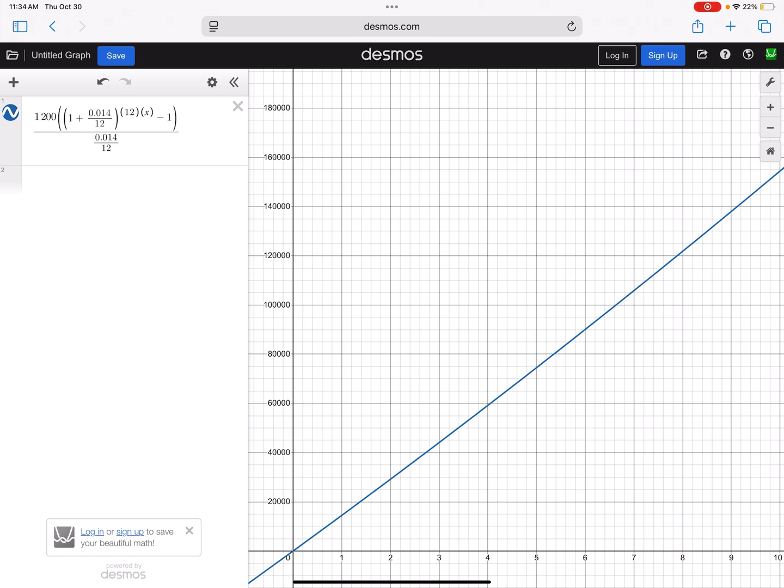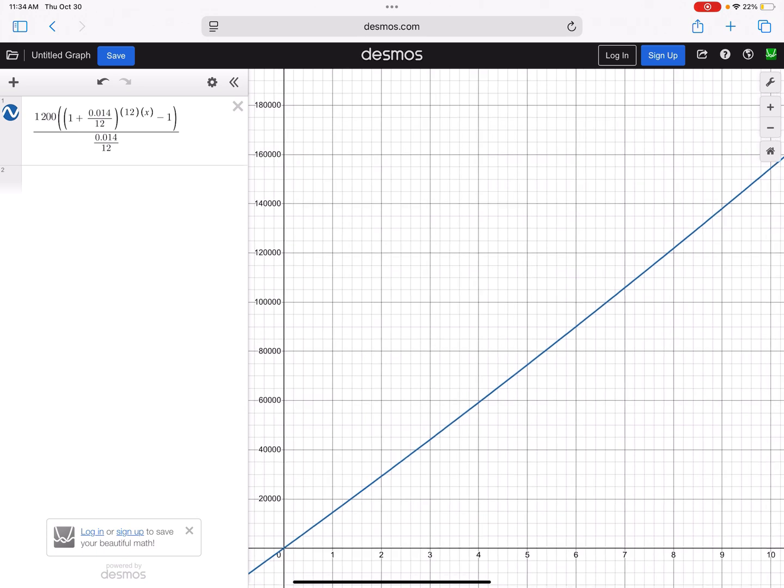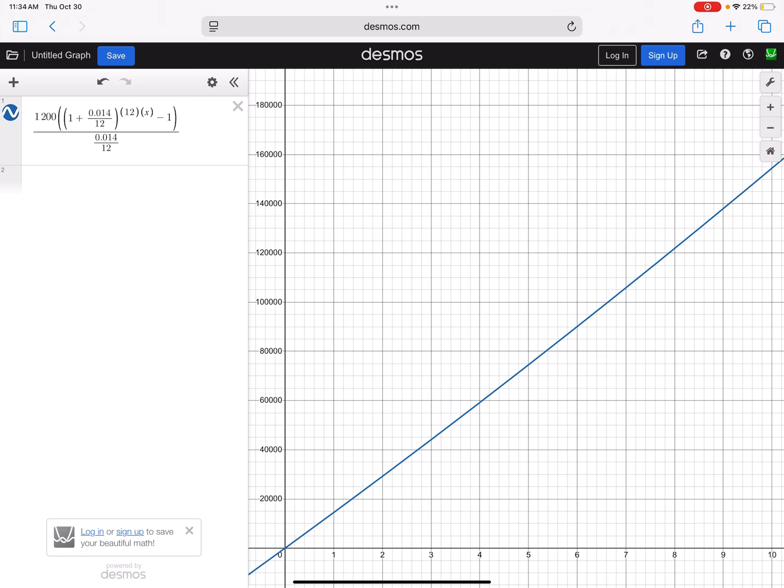Okay, so a couple of points I'm going to point out. So like right here, 1. My x-axis represents the number of years, right? So after 1 year in the account, there's $14,492. After 2 years, there's $29,189. 3 years, 4 years, and 5 years.